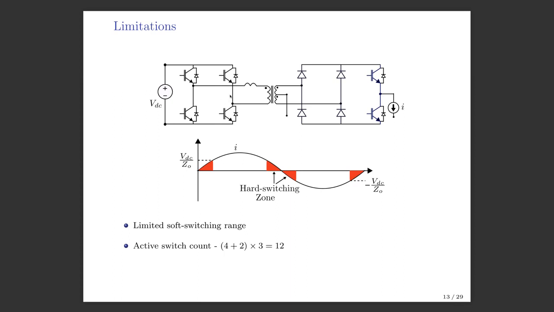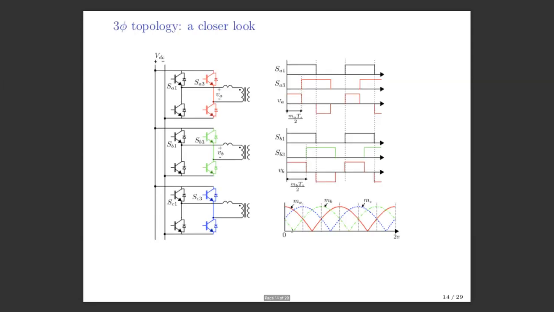And also you see that we have too many switches here. We have 4 switches here, 2 switches here. So 6 switches in every phase and 3 phases. So you have 12 devices. So now what can we do? So now I'll give it to Anirban and he will continue from here.